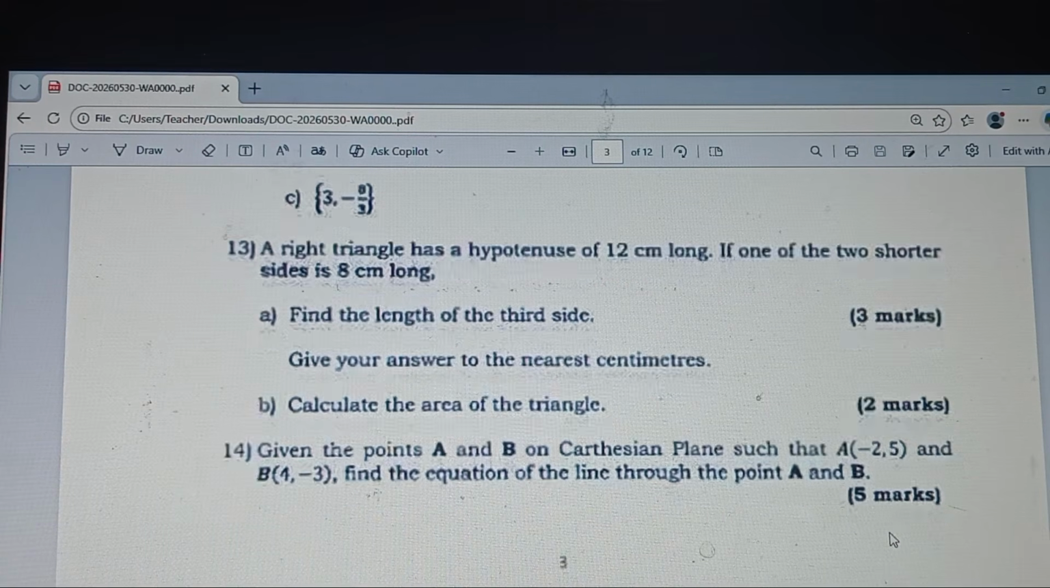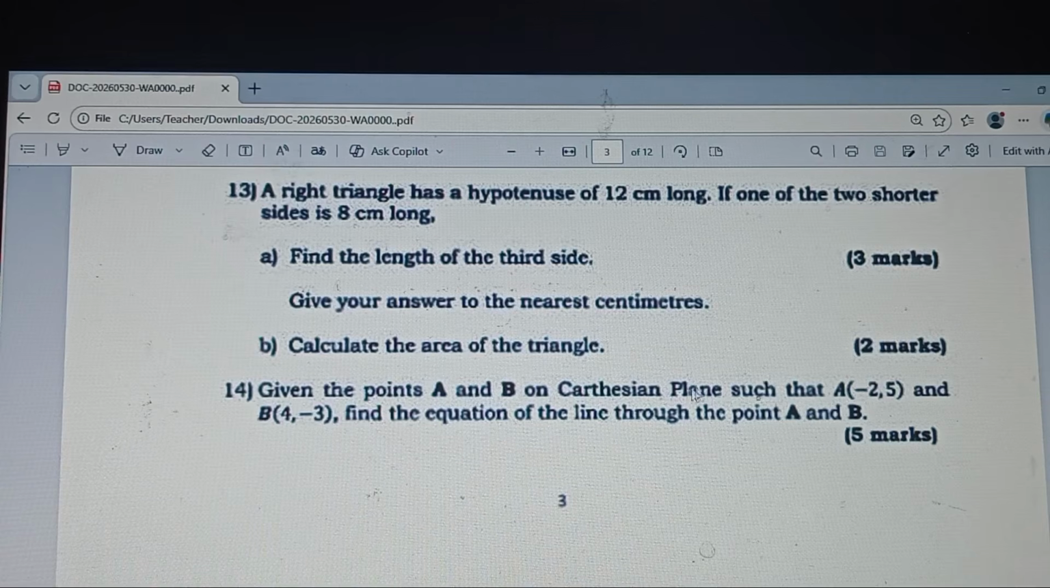Question number 14. We have point A and point B. You are asked to find the equation of the line. For here, it is better to start by finding the slope or gradient. For the gradient, you take y2 minus y1 over x2 minus x1. Then you find the equation of the line: y minus y1 is equal to m times x minus x1. Then you substitute. It is simple.